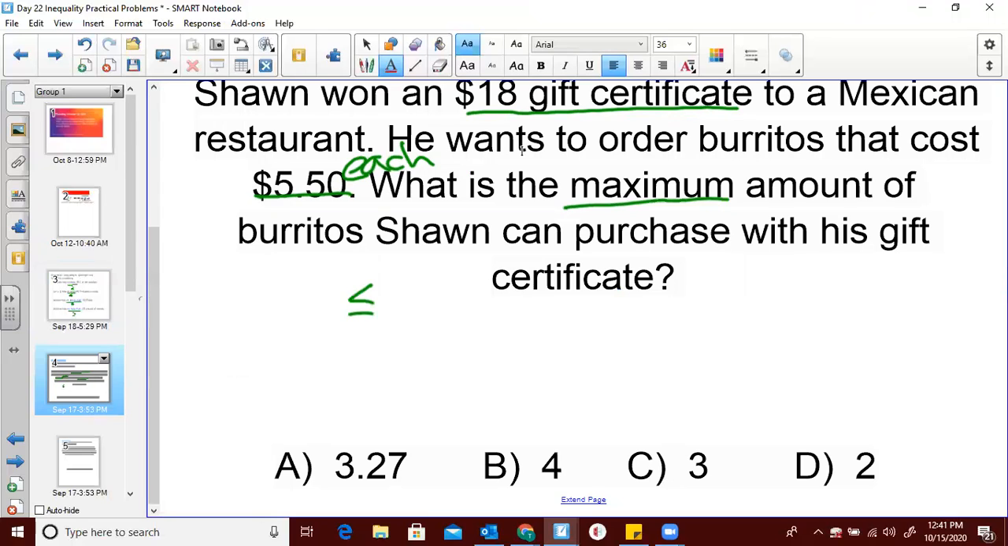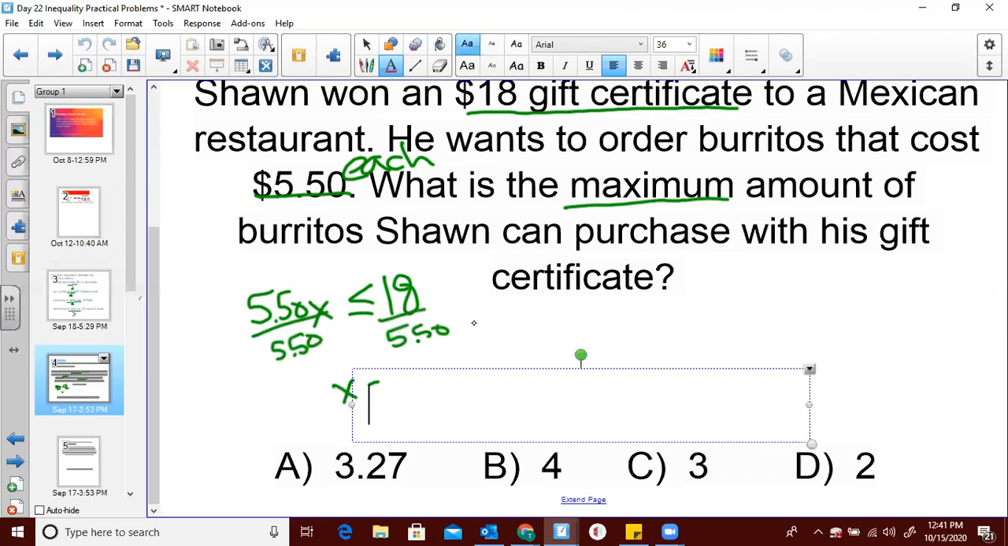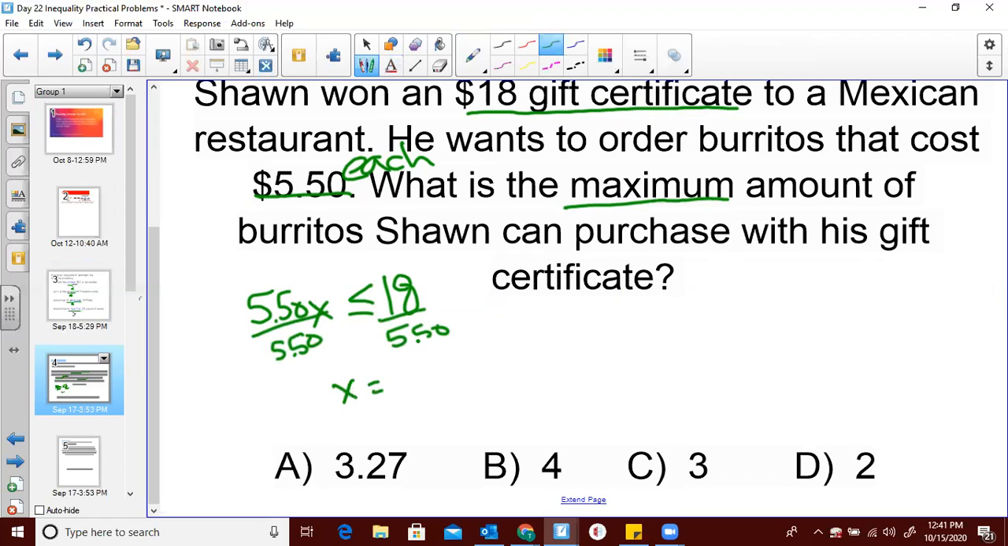So on the right, I know that Sean only has $18 to spend. So Sean has to spend less than or equal to $18. And on the left-hand side, each burrito costs $5.50, and there's my x for the each. All right, and here's just a one-step inequality. You divide both sides by $5.50, and what you will get is x equals $3.27 repeating.